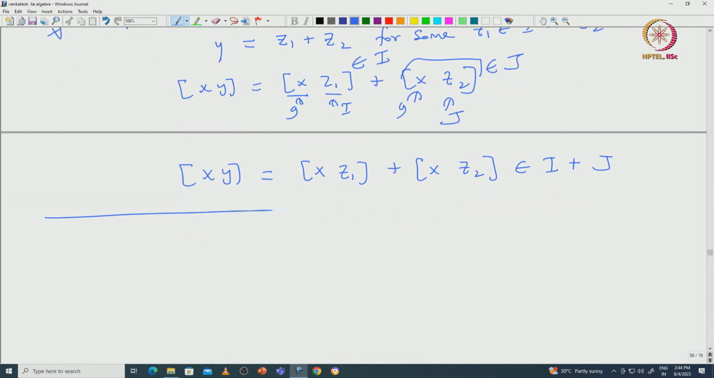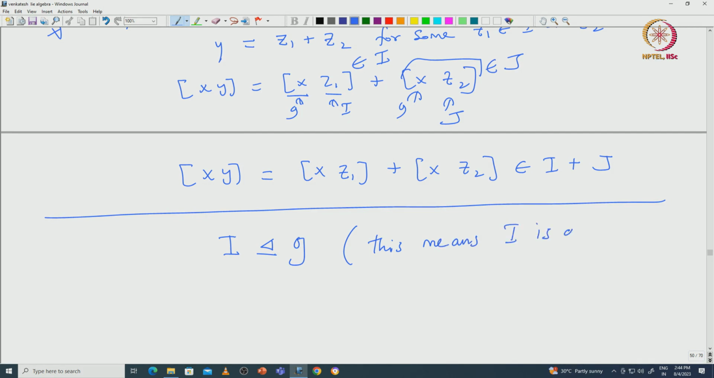So, just to use some shorthand notation, whenever I say I is an ideal in G, I just use this triangle to denote it. Okay. So, this means I is an ideal of G.